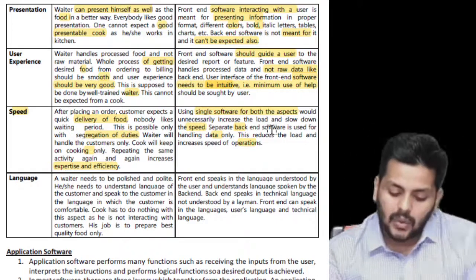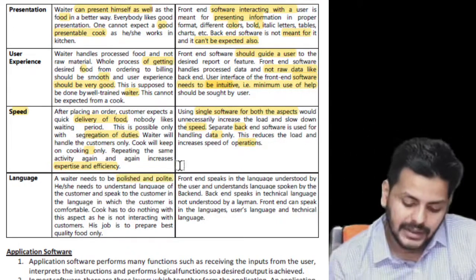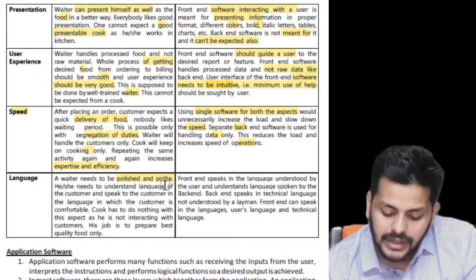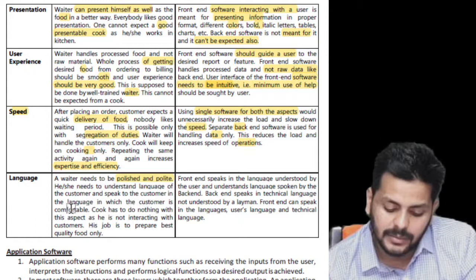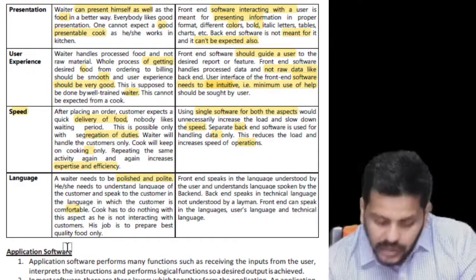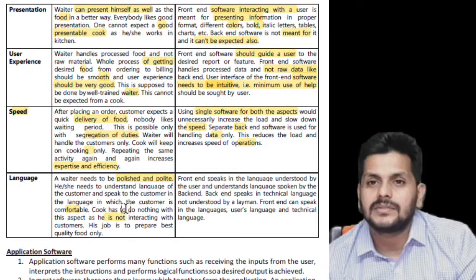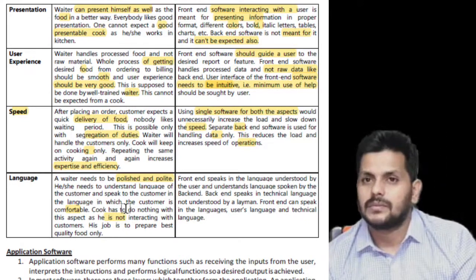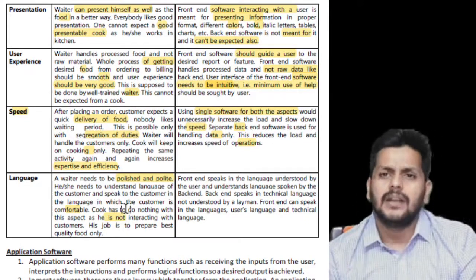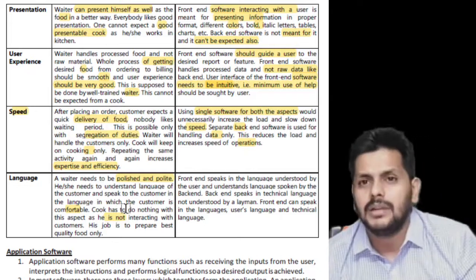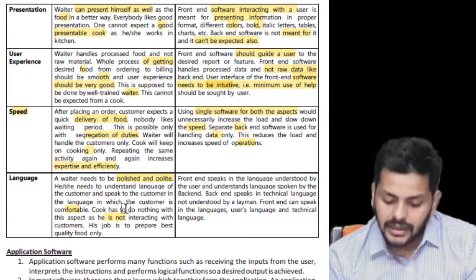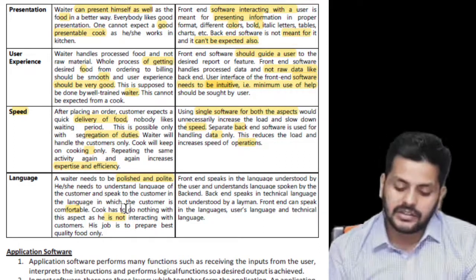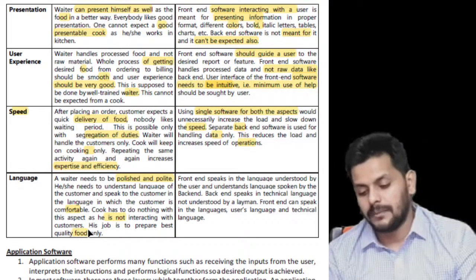That's it. A waiter needs to be polished and polite. He or she needs to understand the language of the customer and speak to the customer in the language in which the customer is comfortable. The cook has got nothing to do with this aspect. For example, let's say the cook can't speak. Cook by birth can't speak. Any problem? Not a problem, because he's not the one handling that. The cook has nothing to do with this aspect as he's not interacting with the customers. His job is only to prepare the best quality food.